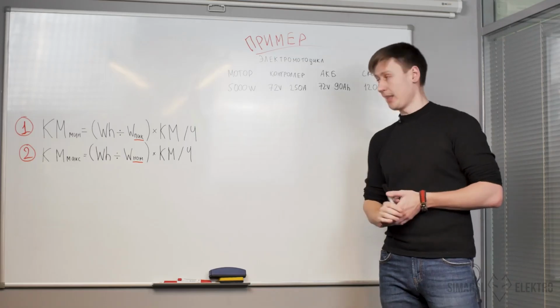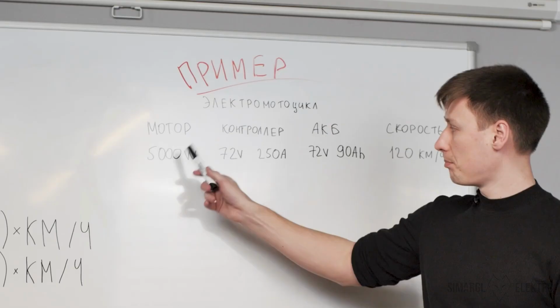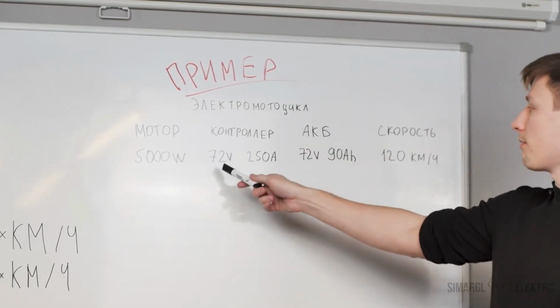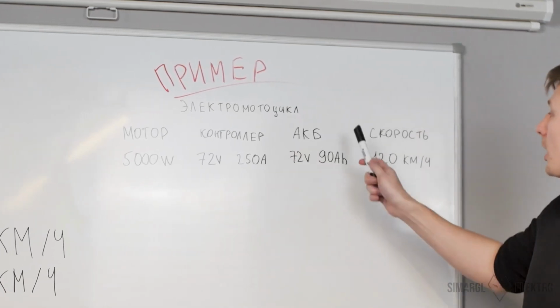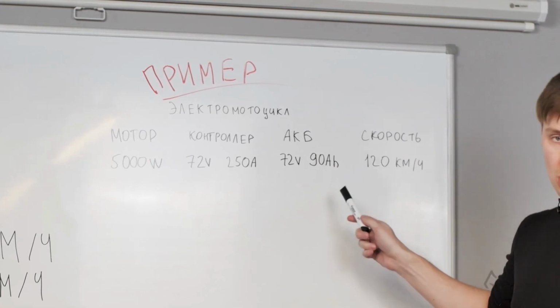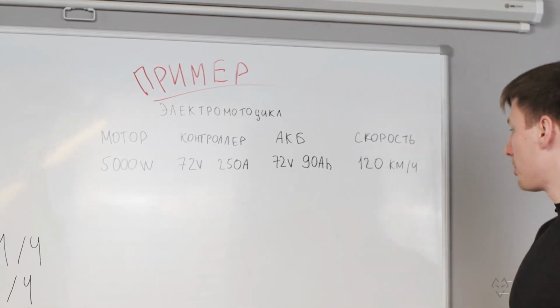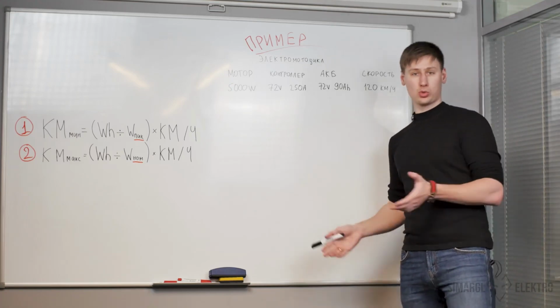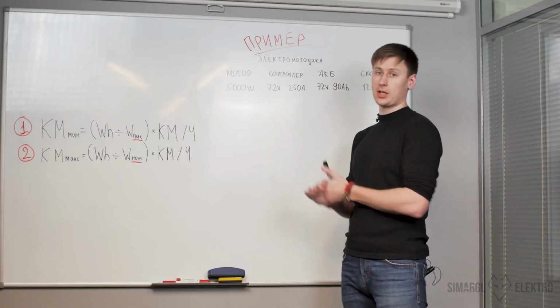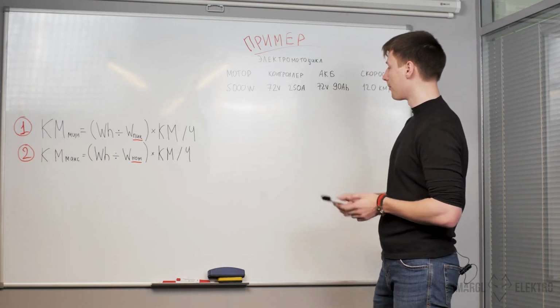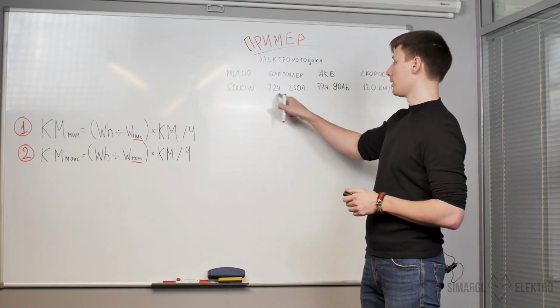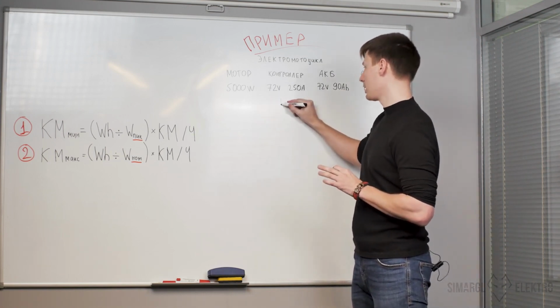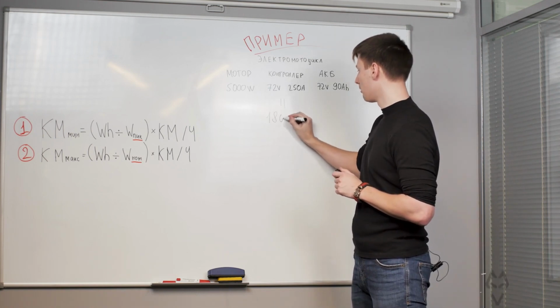Let's break it down with an example. An electric motorcycle with a 5 kilowatt hub motor, a 72 volt, 250 amp controller, and a 72 volt, 90 amp hour battery. The speed of such a motorcycle, according to GPS, is 120 kilometers per hour, although some sales gurus claim it's as much as 150. As they say, trust but verify. Now let's calculate all the necessary values for our formula. We already know the nominal value. To find the peak, we multiply 72 by 250 and get 18,000 watts.